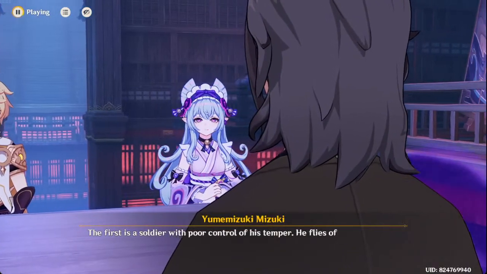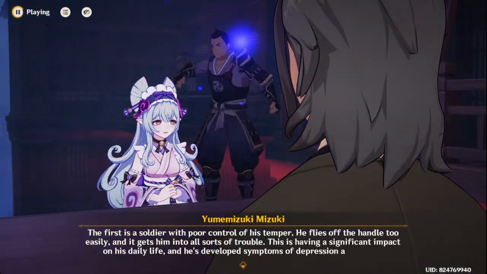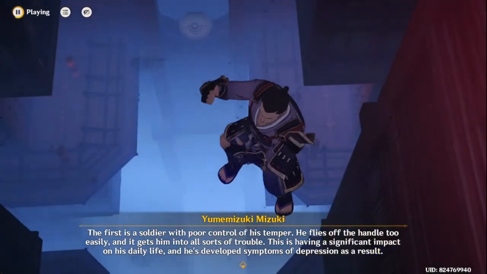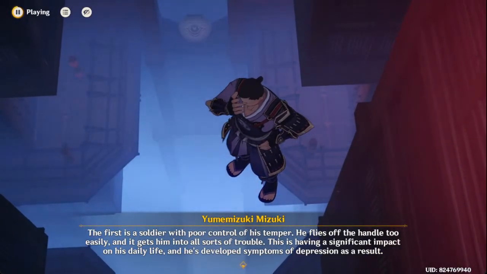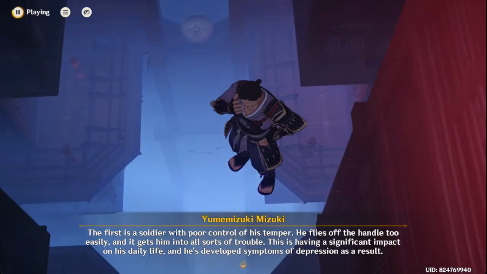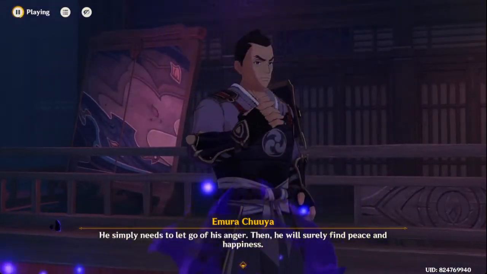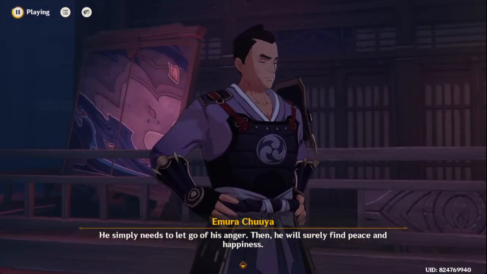The first is a soldier with poor control of his temper. He flies off the handle too easily, and it gets him into all sorts of trouble. This is having a significant impact on his daily life, and he's developed symptoms of depression as a result. He simply needs to let go of his anger. Then he will surely find peace and happiness.